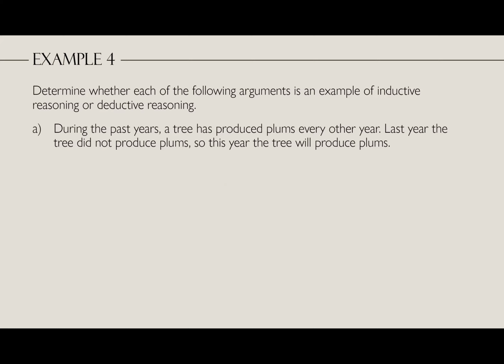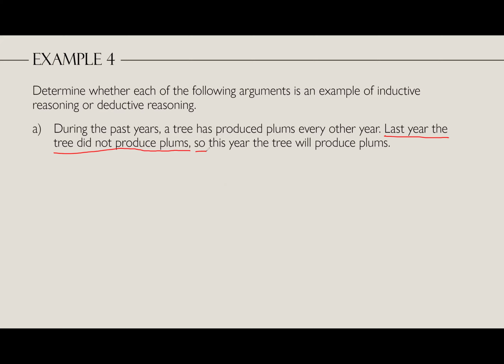So let's see, how do I identify this as inductive or deductive reasoning? Remember, for inductive reasoning, I'm working off of our current data or given data. Did I have a specific example and make a conclusion based off of that? Well, in this one, I know that my tree produces fruit every other year. Last year, it didn't produce fruit, so I'm thinking this year it's going to produce some fruit for me. The key thing that we're going to be looking at is where it said in the second sentence, last year, the tree did not produce plums. So we made our conclusion.